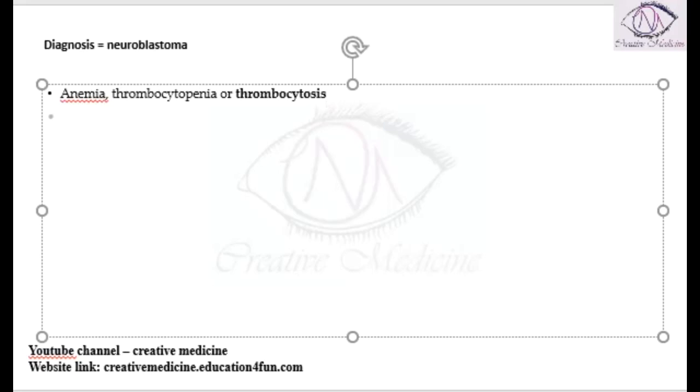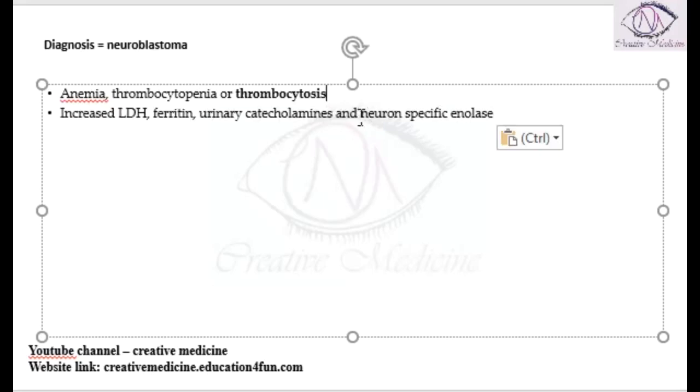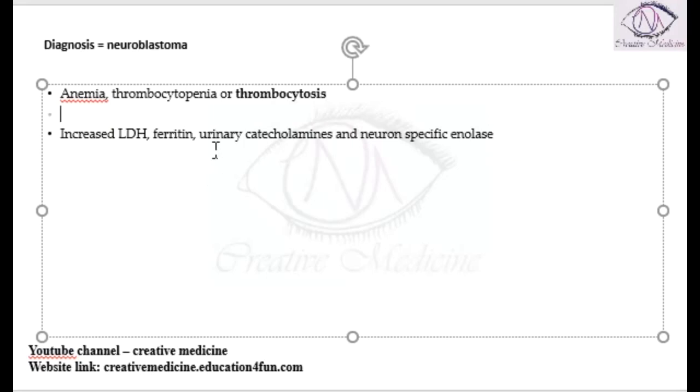Then along with that, you will see increased LDH, increased ferritin levels, increased urinary catecholamines, and increased neuron specific enolase in neuroblastoma.